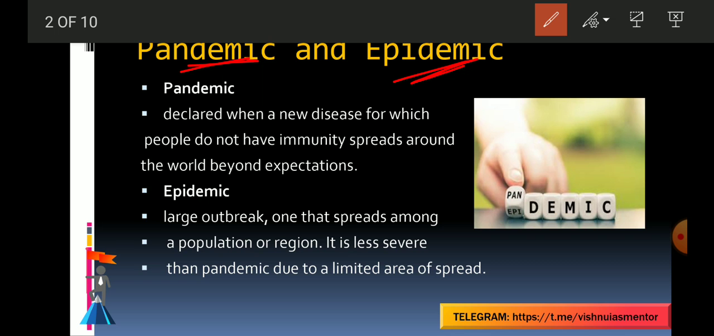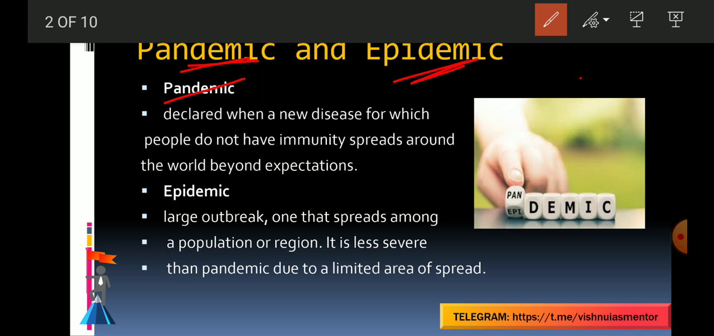Next is epidemic. An epidemic is also a larger outbreak, but it spreads among the population or people living in a particular region. It is less severe than a pandemic because it spreads only to a limited area. But it is also a large outbreak that spreads among the population of a region. So that is the main difference.